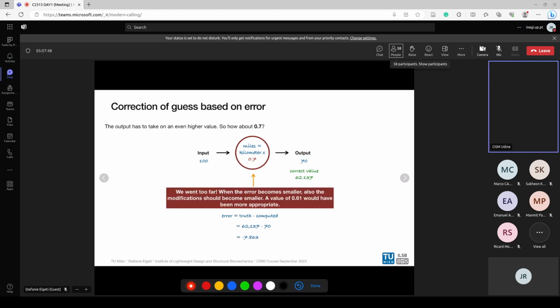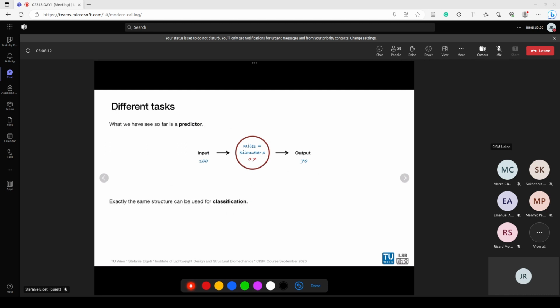So what happened is now for sure we went too far, because now our error is higher than it was before, just in the opposite direction. So what we should learn is that when the error becomes smaller, also the modifications should become smaller. So maybe we should have tried something like 0.61 instead of 0.7. So that's the first thing that we learn here. So what we saw here is a predictor. So we convert one number into another. But exactly the same structure can also be used for classification.